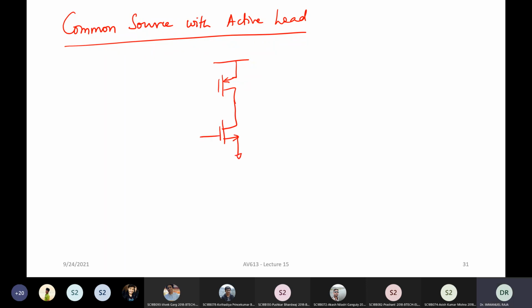When we say active load, it means that the load also takes part in the transconductance. Okay. So basically this is V in and this is V out. Now, what is the structure? Like anyone? Inverter, sir. This is an inverter. Okay. This is nothing but an inverter, right?